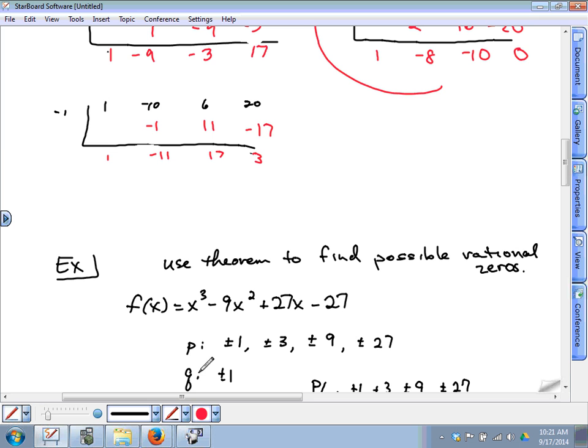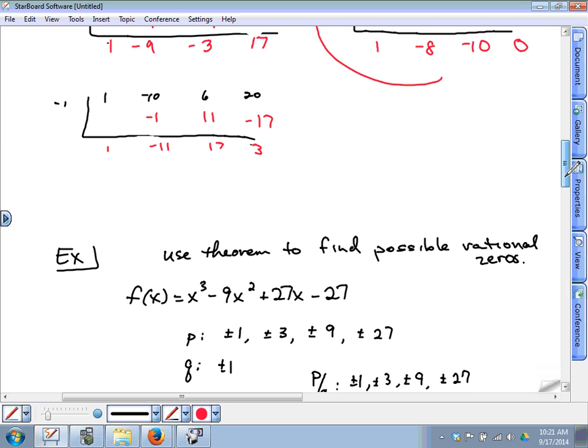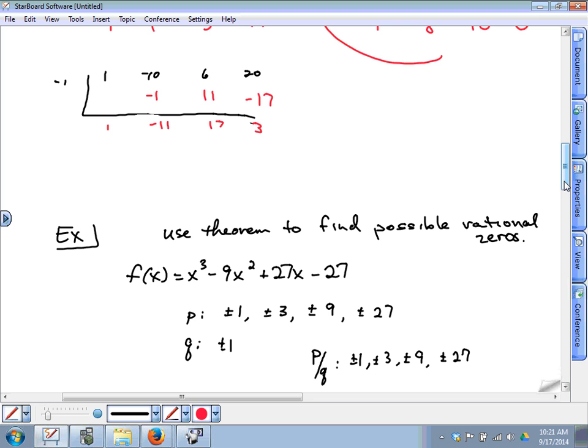Wait, is that a Q or is that an 8? What is that? It's a Q! My word. So then the P divided by Q list, if Q is just plus or minus 1, then P divided by Q is always just going to be your P list.